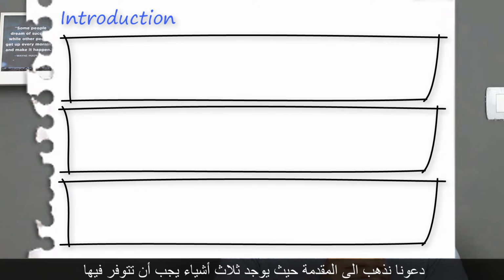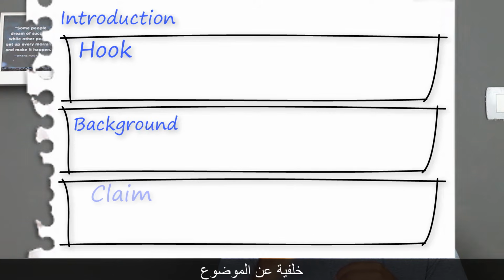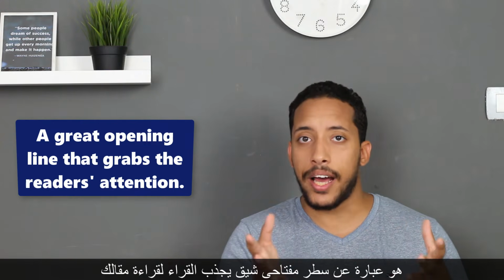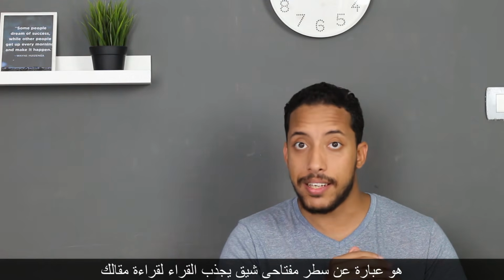There are 3 main things that you need to include in your introduction: hook, background, and claim. So what is the hook? The hook is like a great opening line that grabs the reader's attention to complete reading your essay.